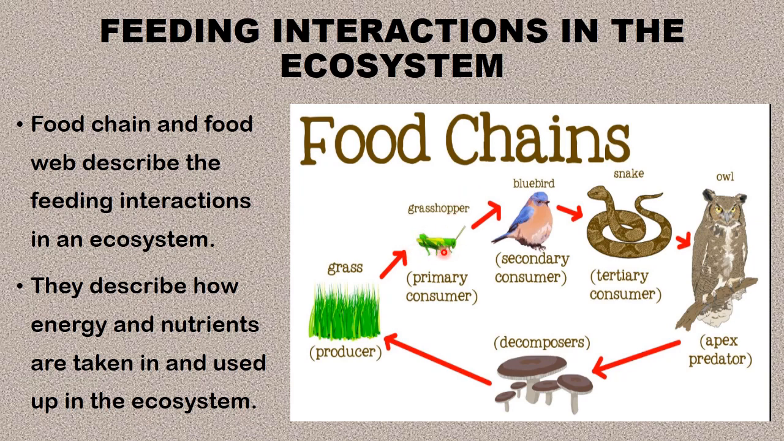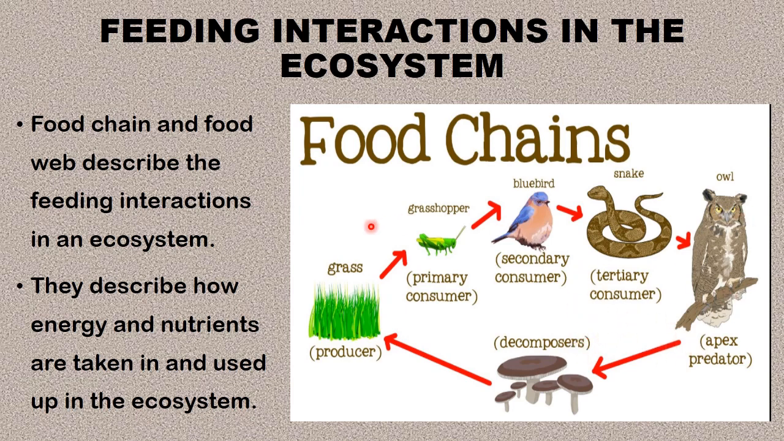In this food chain, we have the grasshopper, which is the primary consumer, the bluebird, which is the secondary consumer, and the snake, which is the tertiary consumer. We also have another type of consumer called the quaternary consumer, which in this case is the owl. And lastly, the food chain is made up of what we call the decomposers. The decomposers are the bacteria and fungi that help to break down dead organic matter.